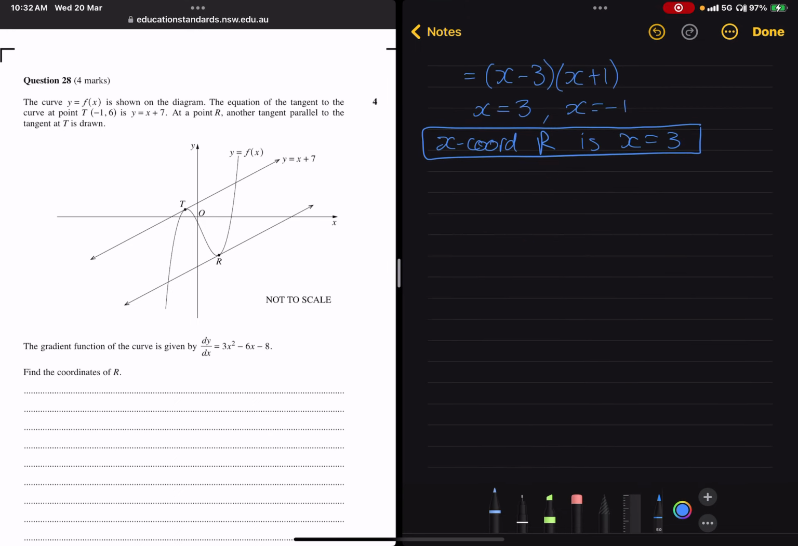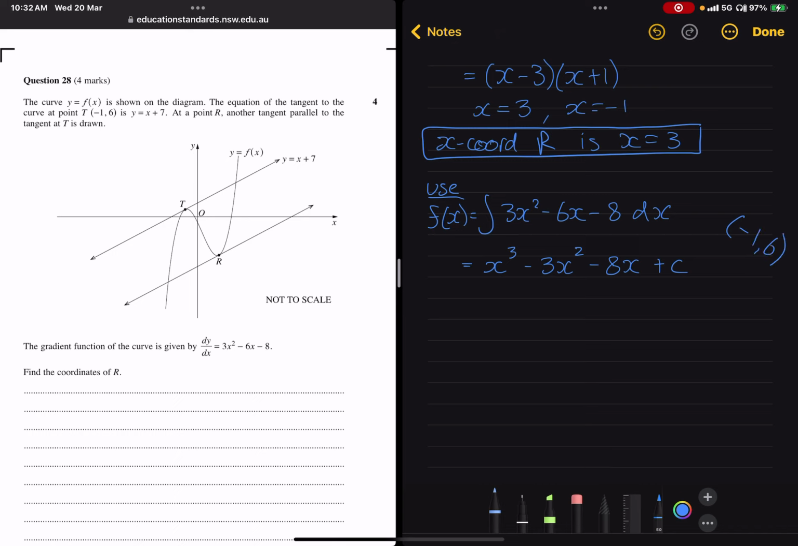So I'm going to use the integral of 3x squared minus 6x minus 8 dx. This is going to essentially be equal to the function. So the antiderivative of 3x squared is x cubed. And then we have minus 3x squared, and then we have minus 8x, and then we have plus a constant of integration. Now to find this constant of integration, we're going to use the fact that we know the curve passes through the point minus 1, 6.